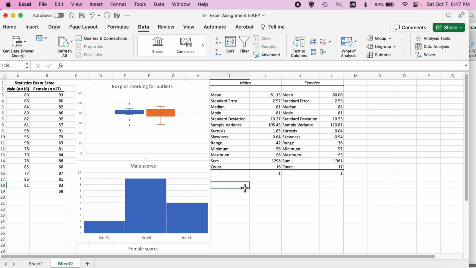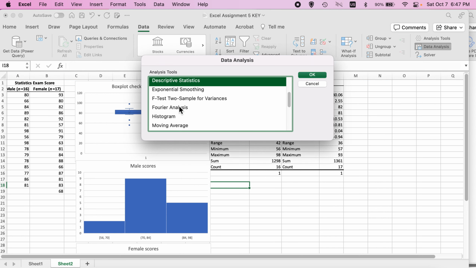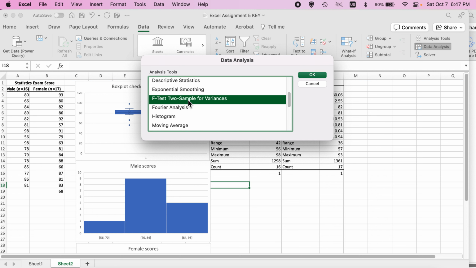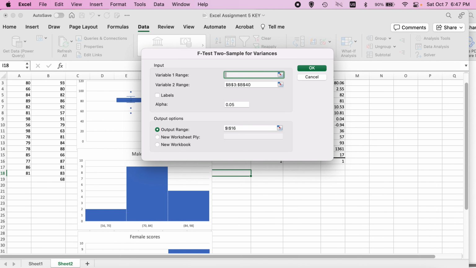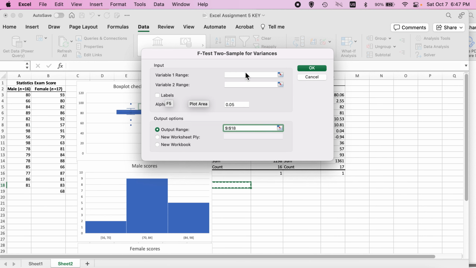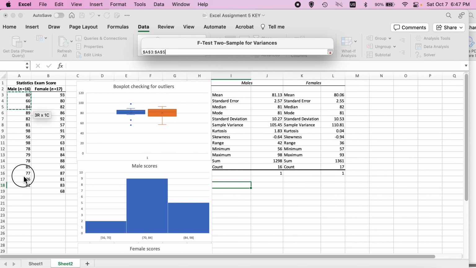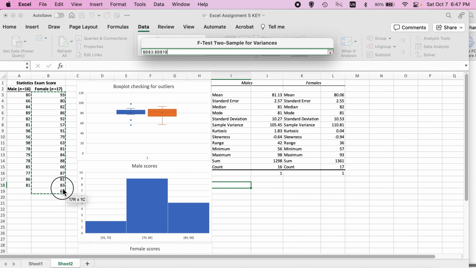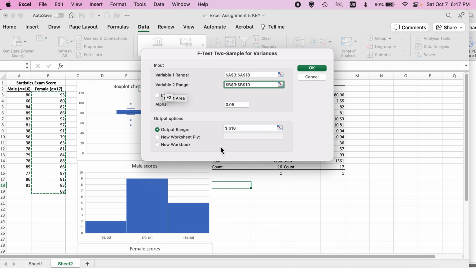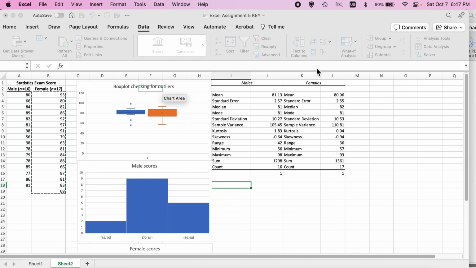But for this assignment, we're just going to go to data analysis. Now we want F-test two-sample for variances. I'm going to put the proper ranges in here. Your output range, I'm going to put it here. And then for input ranges, we do the first variable, second variable. Okay, looks good. Keep your alpha the same. You don't have to change that unless I tell you.